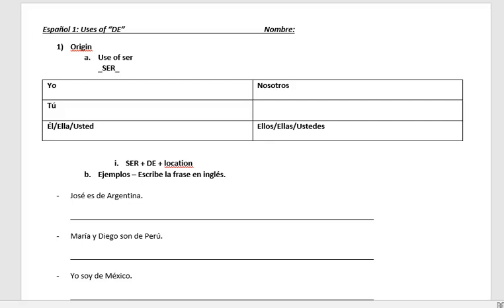It's our uses of de notes. Okay, so how are you going to use de? De is this little word that typically means "of," and it's used in Español in a lot of ways. Most of the ways you've already seen. Now we're just going to officially go over them. The first way we use de is to determine your origin or where you're from. Usually this determines your nationality.